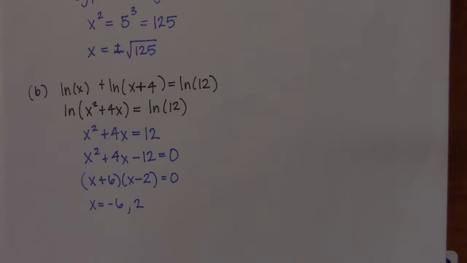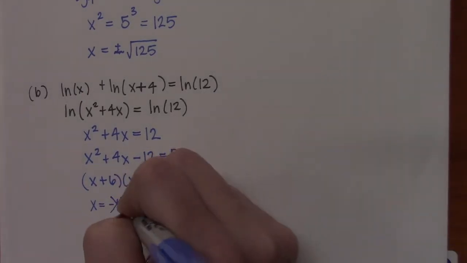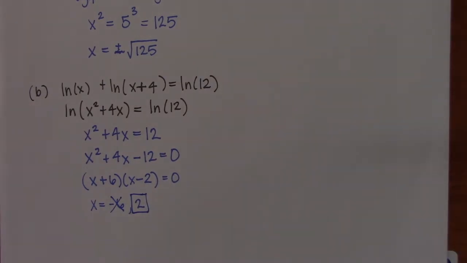But if you go back to the original equation, well, natural log of x won't accept negative 6. And furthermore, natural log of x plus 4 won't accept negative 6 either, because negative 6 plus 4 would be negative 2. So negative 6 is out, and the only valid solution is 2.